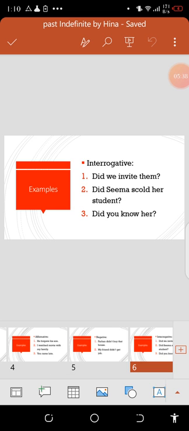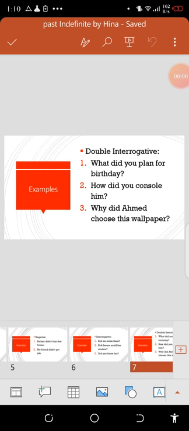Take the examples of interrogative: Did we invite them? See, I have put the question mark here. Did we invite them? Did Seema scold her student? Did you know her? So here we are starting the sentence with did, and after did we have used the subject, then verb first form, and then object.